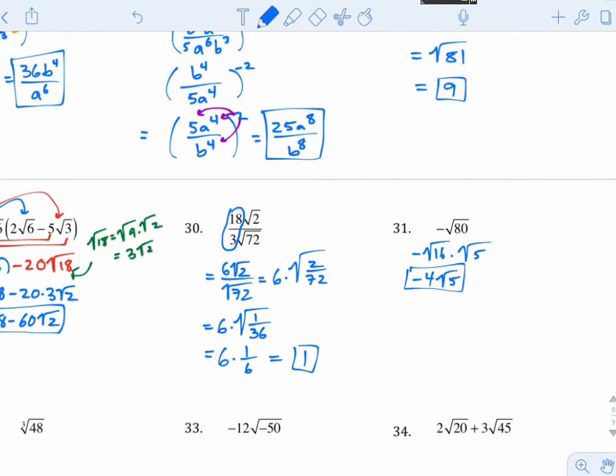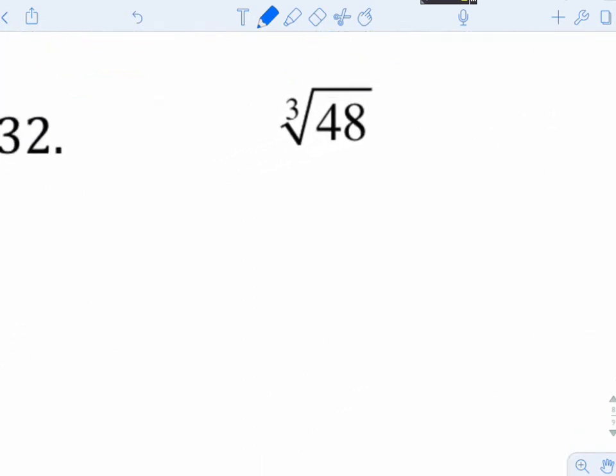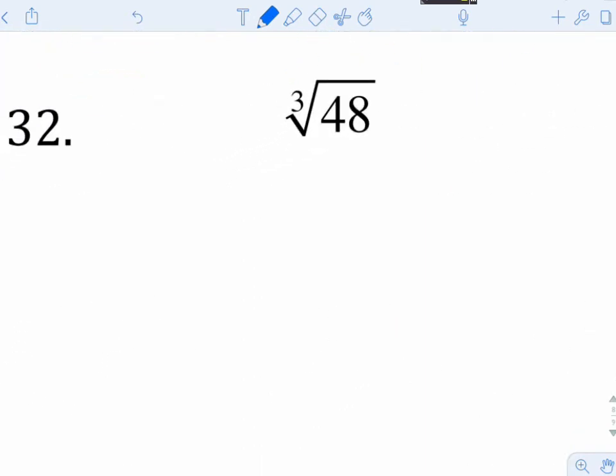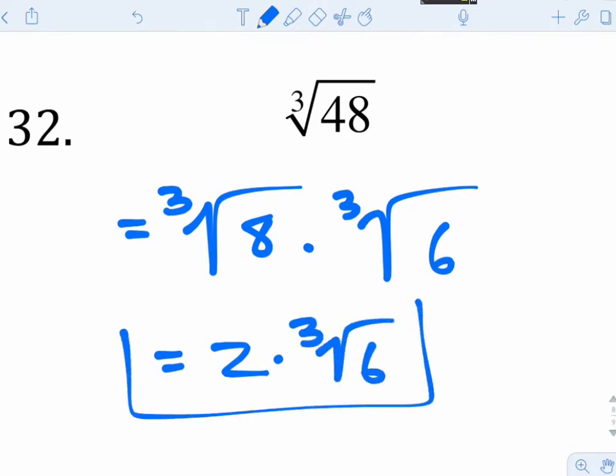All right, making moves. Same idea here, the third root of 48, nothing wrong with that, but it's a root. We'd like to have as few things in it as possible. So let's see if we can rewrite that as the third root of something times the third root of something else, such that one of them actually is a perfect cube and simplifies nicely. So, how about the third root of 8 and the third root of 6? The third root of 8 is 2, and we end up with 2 third roots of 6.